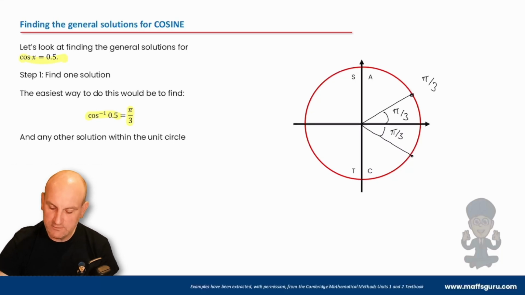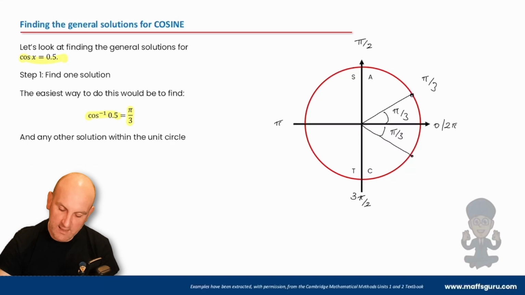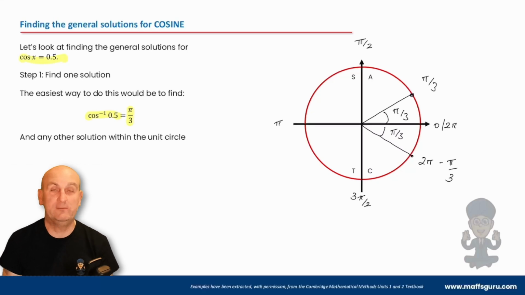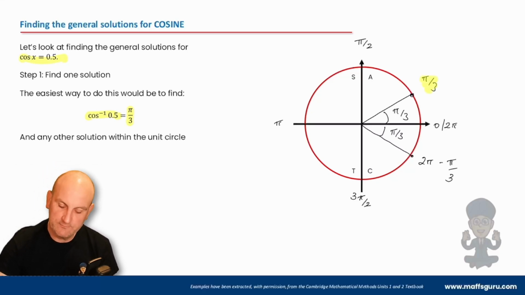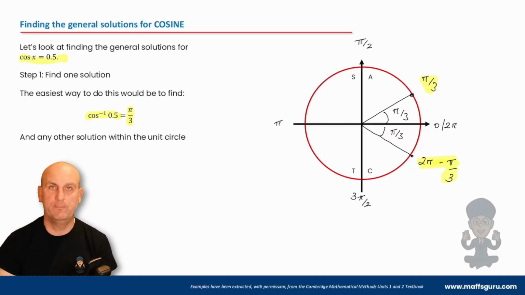How do I find this solution here? Well, I know that's 0, that's pi on 2, that's pi, that's 3 pi on 2, and that's also 2 pi. So if I was to do 2 pi minus pi on 3, that would give me my other solution. Now, yes, I can work out what that is, but actually, I'm not going to. I'm going to leave it in the idea that there's pi on 3, my initial solution, and another one that I can find out by doing 2 pi minus pi on 3.